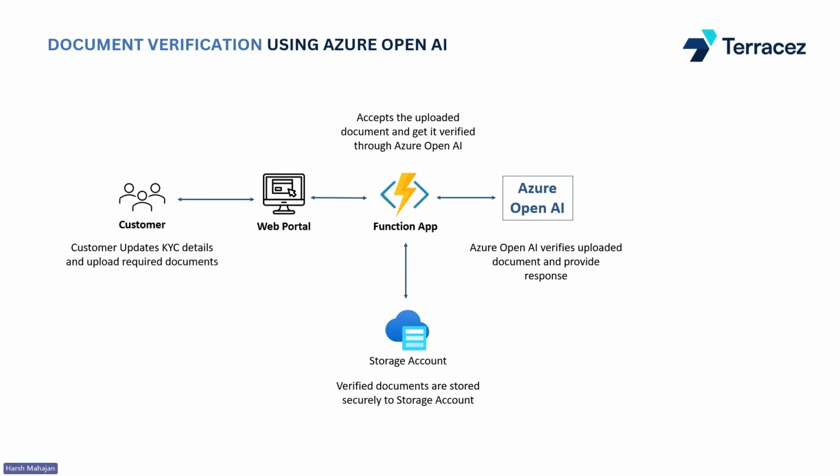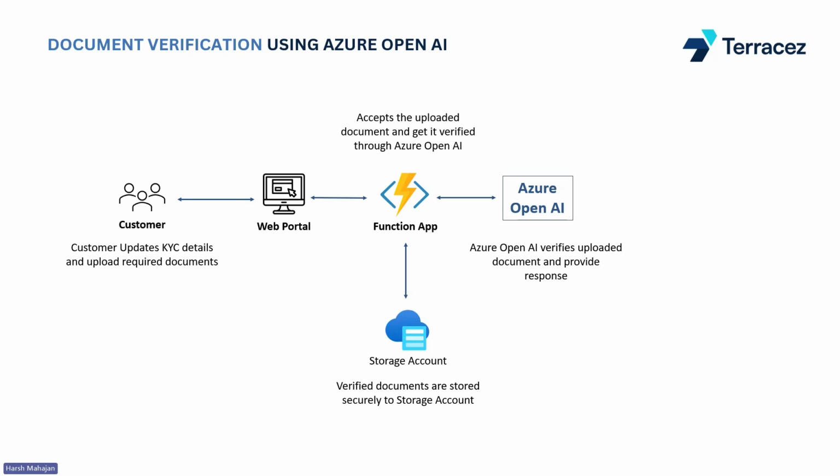What we have done here is we have leveraged Azure OpenAI's capability. We are capturing the uploaded documents and feeding them to a Function App in Azure, which further sends the uploaded files to the Azure OpenAI service, asking it to verify whether the document belongs to the same person. Let's say person A is uploading a document for B, then it should not allow the upload. So it will do the verification of the document.